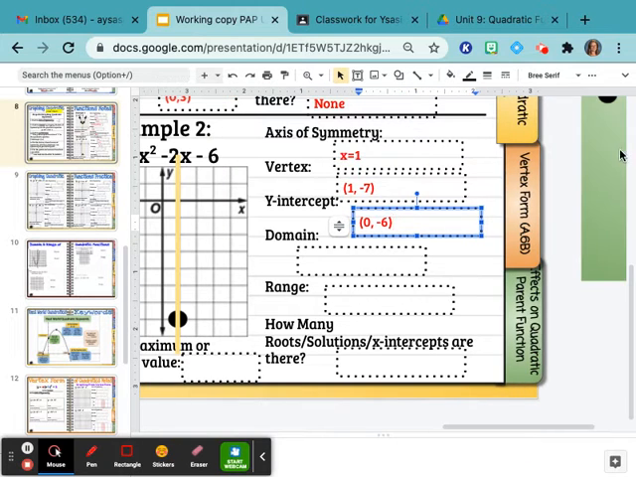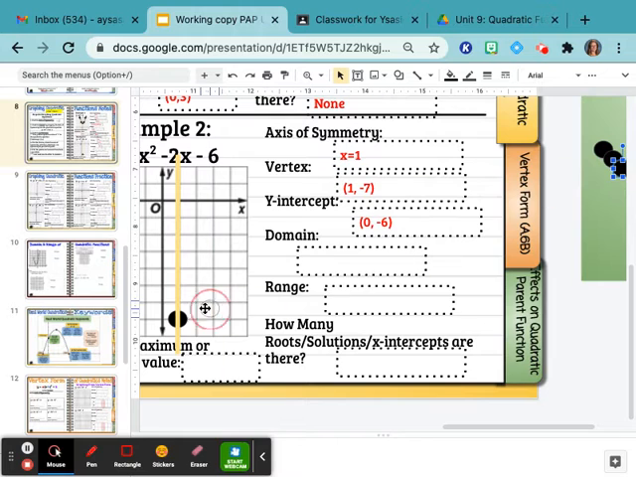I need to get another point and put that on the y-axis at -6.